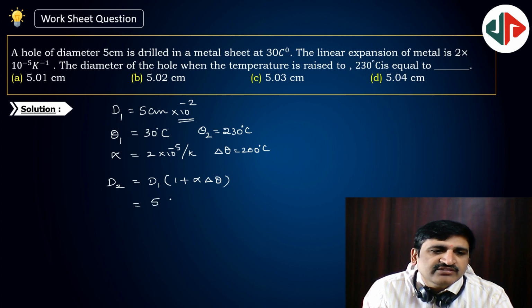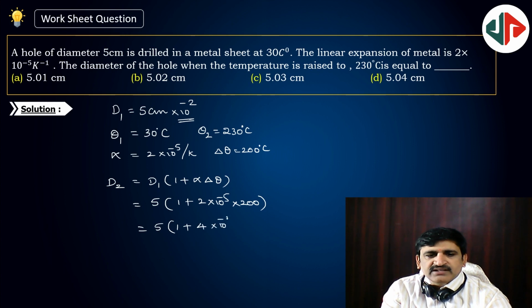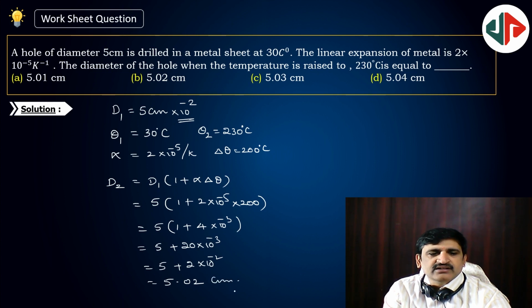That is 5 into 1 plus alpha value 2 into 10 to the power of minus 5 into delta theta, 200. So that is equal to 5 into 1 plus, here 2 2s are 4 into 10 to the power of minus 3. So 5 plus 5 4s are 20 into 10 to the power of minus 3. So this is 5 plus 2 into 10 to the power of minus 2. That is 5 plus 0.02. Okay, it's in centimeter, so the answer will be in centimeter.